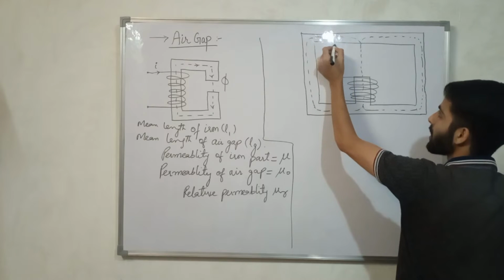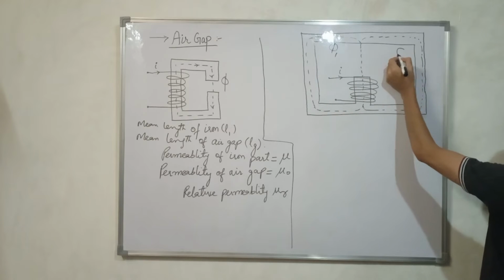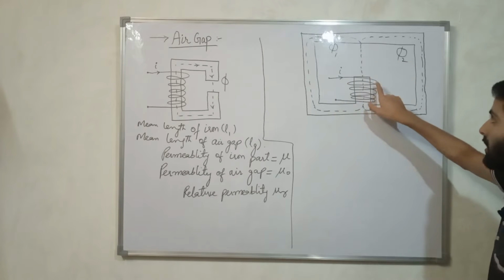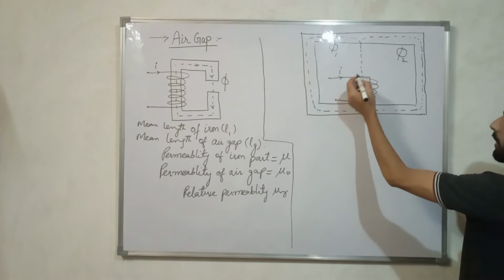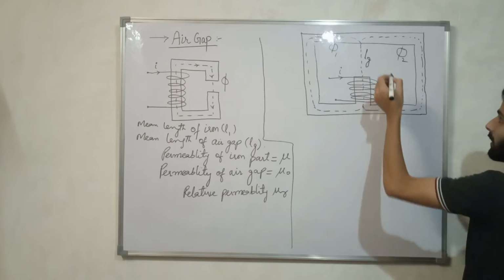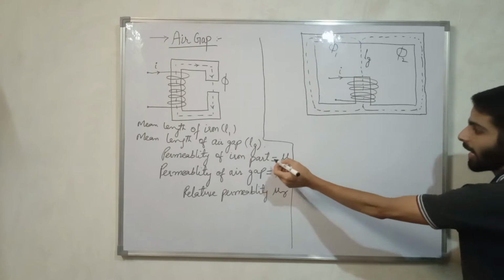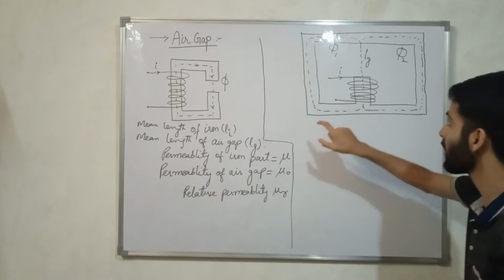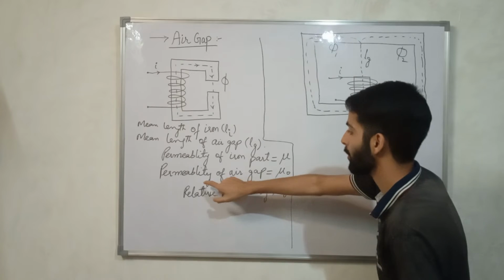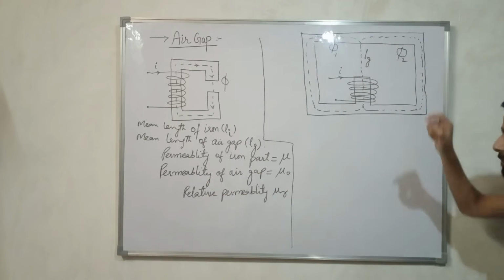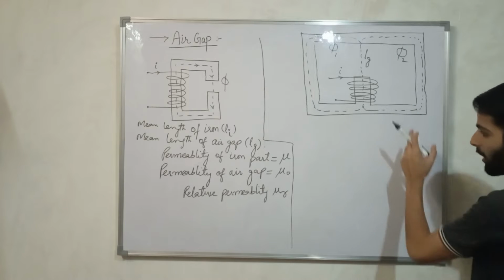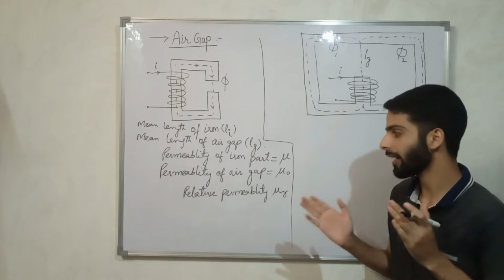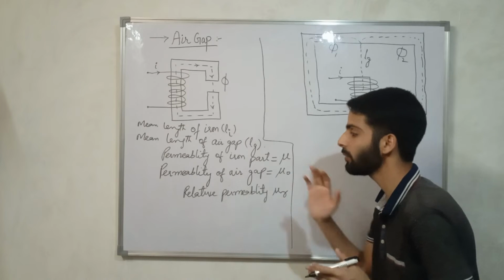Say flux induced in this first one is phi 1. Flux induced in this second one is phi 2. The current is I. So here length of air gap Lg over again, mean length of this iron frame Li over again. Permeability of iron part over again mu. Permeability of air gap mu naught, that is fixed, 4 pi into 10 power minus 7 Henry per meter. Relative permeability mu r is variable, not always constant. That relative permeability varies with certain factors.